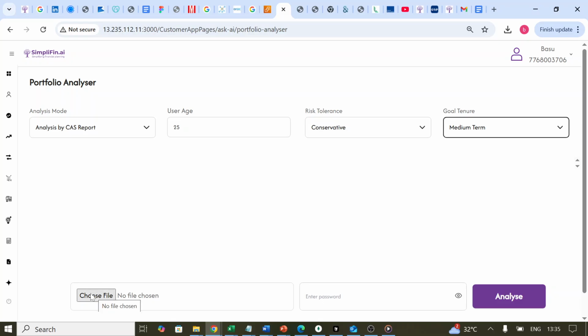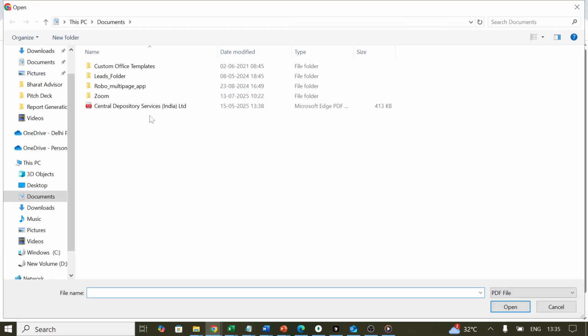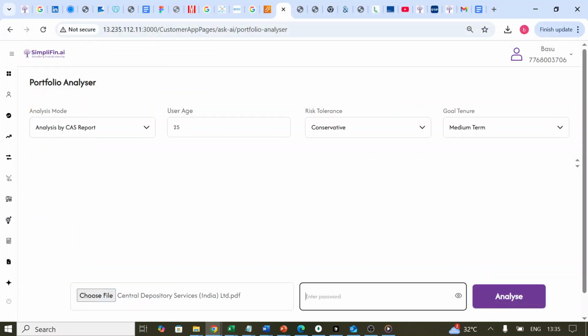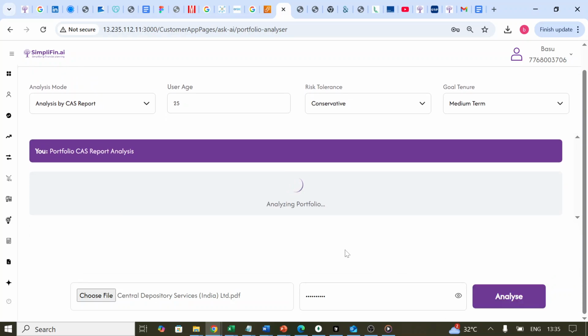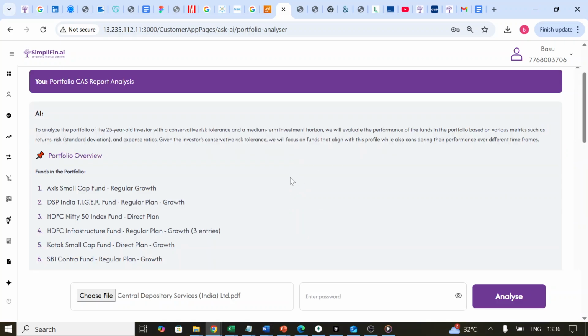Now you need to select the cache file from here. You can select the cache file. This is a real cache file coming from CDSL, and there you need to provide a password. Once you do that, we'll click on analyze, and now it will analyze the portfolio of your client. Now see, this is a report. So this whole portfolio analysis is done.